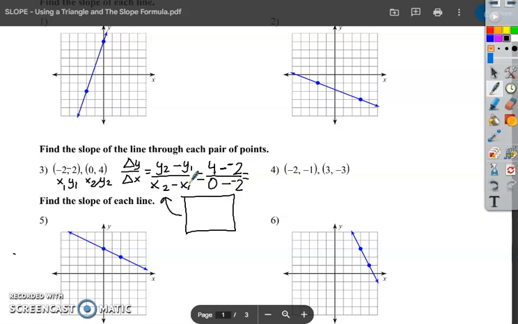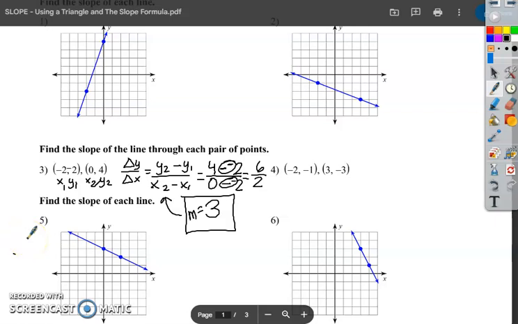So what I know is 4 minus negative 2, that's going to be a 6. 0 minus negative 2, that's going to be a 2. 6 divided by 2 is 3, or it could be 3 over 1. That would be my slope.